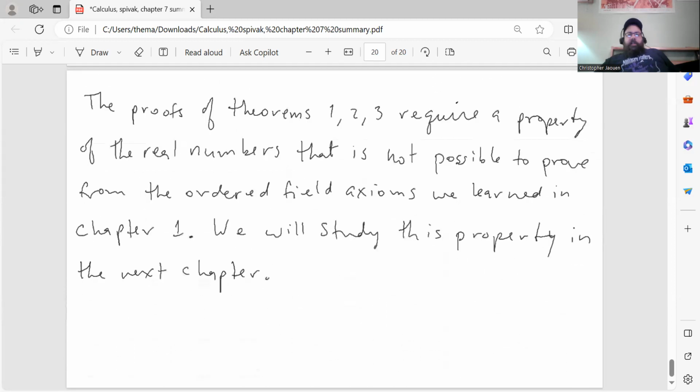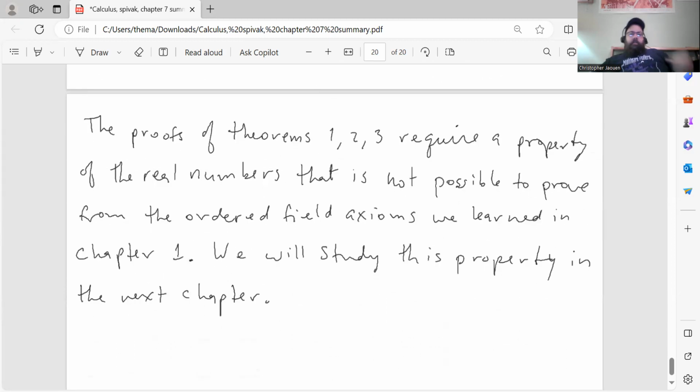And then there's just one last little bit that I want to talk about, and then the next video will be on the solutions to some of the selected exercises from chapter 7. He ends the chapter with talking a little bit about what we're going to do in the next chapter. The proofs of theorems 1, 2, and 3 require a property of the real numbers that's not possible to prove from the ordered field axioms that we learned in chapter 1. So we'll study this property in the next chapter. The property is called the least upper bound principle. The real numbers are an ordered field that satisfies the least upper bound property. So we'll look at that in chapter 8.